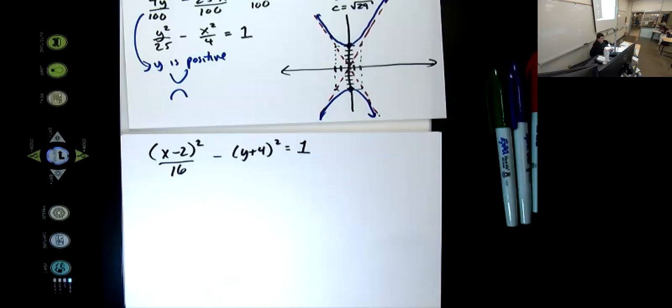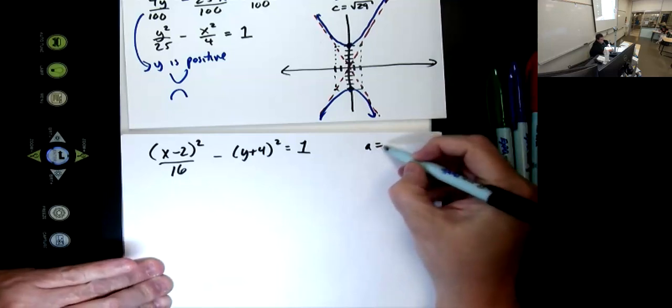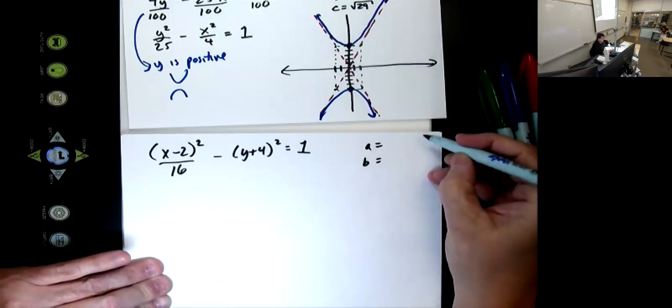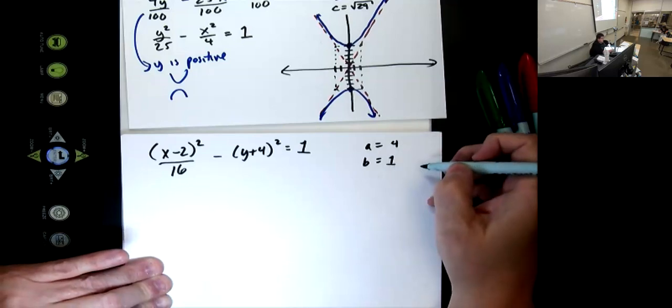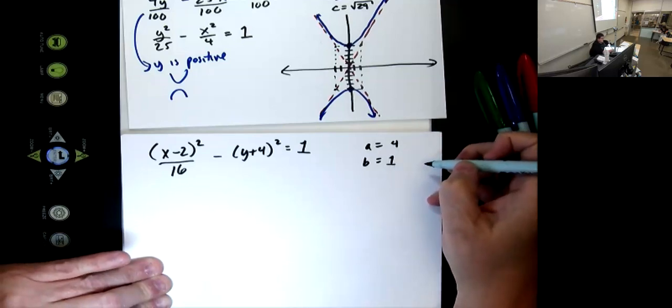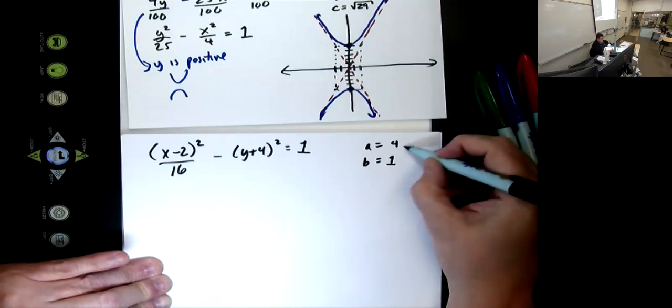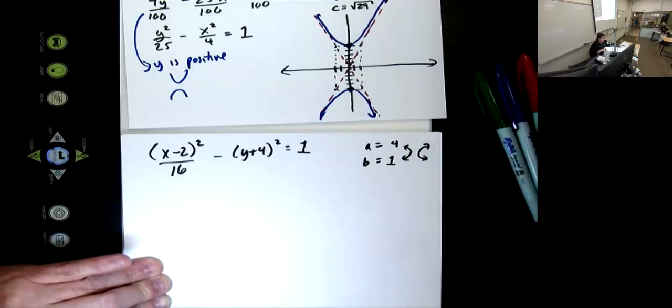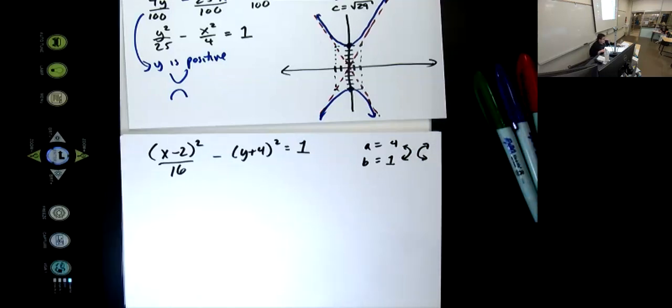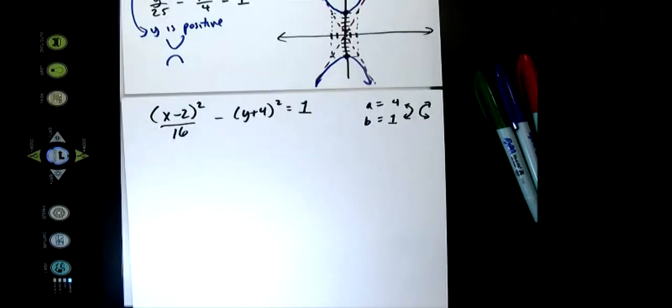What is A and B here? 4 and 1. The B was sneaky, wasn't it? Which way does it open? It goes left and right. It doesn't hurt to draw a little sketch of what you're looking for now while it's in your head at the beginning.